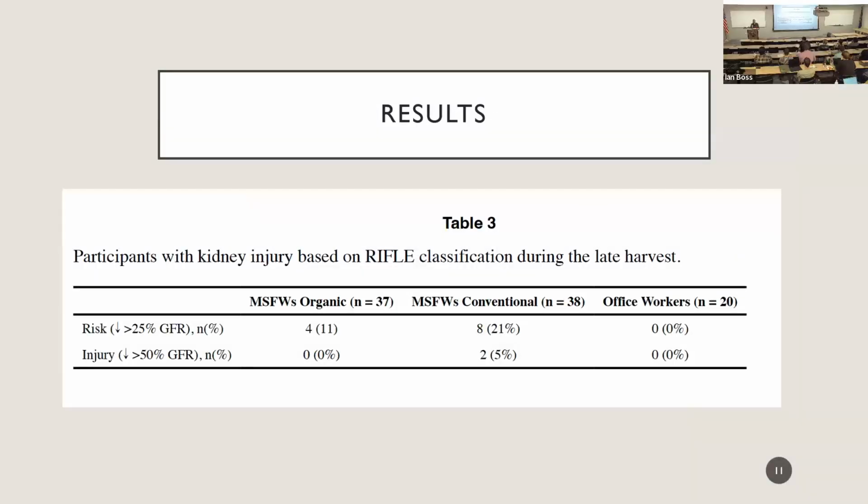Here, they're looking at which groups had these different levels of RIFLE criteria, acute kidney injury. So they noticed that among the workers in the organic group, there were 4 with a decrease in GFR greater than 25%, and 8 within the conventional group. Within the conventional group, they also saw 2 workers with a reduction of more than 50%, and they saw none of this among the office workers.